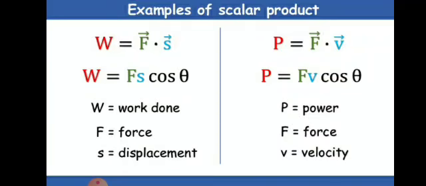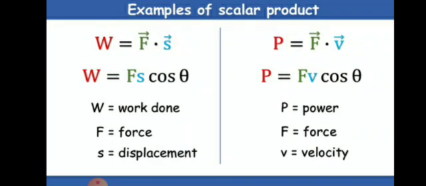So here force and displacement are vectors. Their dot product, that is work done, is a scalar. Hope you understood that is a scalar product. The dot product of 2 vectors is a scalar quantity.